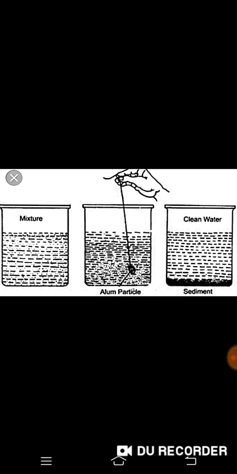See, there is a mixture of impurities in the first beaker, and in between we have hung the alum particle in the solution, in the mixture. Okay, then what happened? The impurities get attached to the alum particle, and because they become heavier now, they get settled down at the bottom of the beaker. And this process is known as loading. See, in the third beaker there is clean water at the top and sediment at the bottom. This process is known as sedimentation.